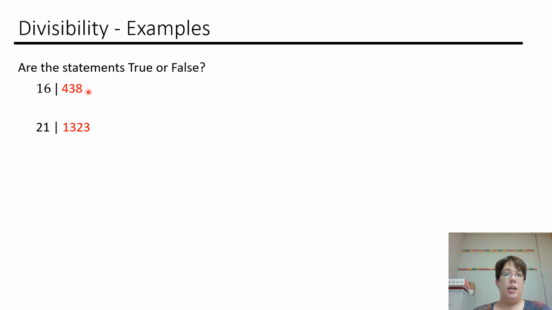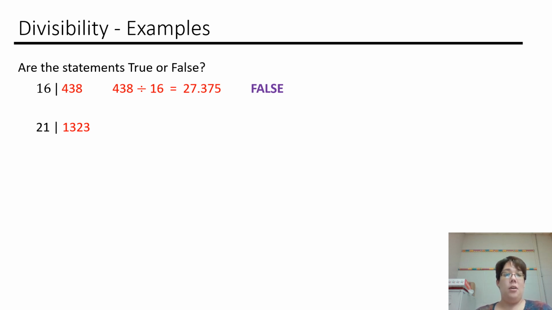On your homework, you're going to have several of these. Are the statements true or false? So here we want to know, does 16 divide 438? So will 16 go into 438? Well, if you take 438 and divide by 16, you get 27.375. That is not a nice, pretty, whole, natural number. It has a decimal. So actually, that is false.